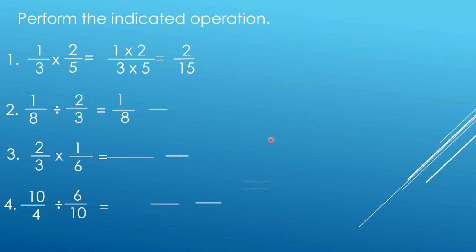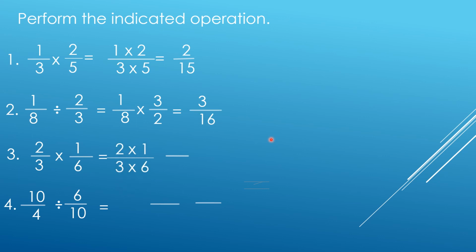And then here, 1, 8, kopyahin natin. I-flip natin yung second fraction and proceed tayo sa multiplication. Kasi division siya. And then, ang gagawin natin, multiply lang natin. 3 times 1. And then, 8 times 2, 16. Ayan na yung lowest term niya.